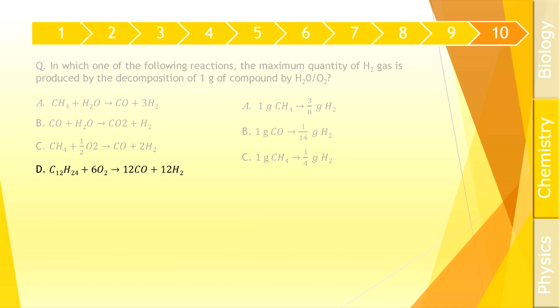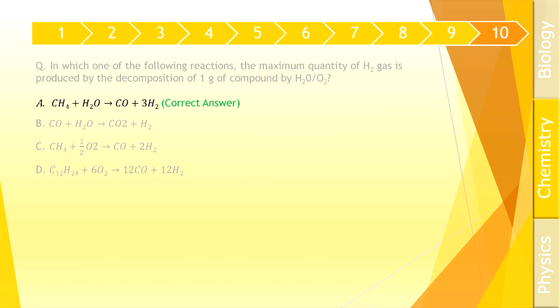Coming to the last option, we find that 168 grams of C12H24 produces 24 grams of hydrogen. Thus, 1 gram of such a molecule will produce 1/7 gram of hydrogen. We see that the hydrogen produced in A is maximum, hence option A is the correct answer. This brings us to the end of chemistry, and we will begin with the physics section now.